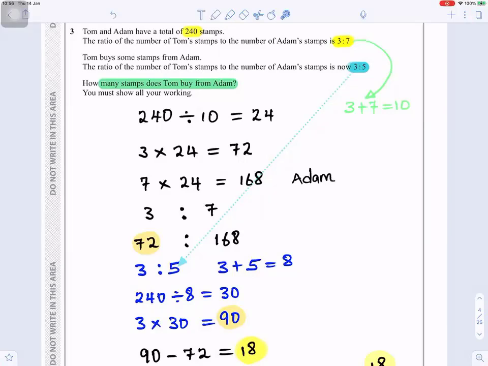Now we want to change the ratio to 3 is to 5. 3 plus 5 is 8. So 240 divided by 8 is 30. So how many does Tom have? 30 times 3 is 90. So Tom has got 90. So what's the difference between the 90 and the 72? 90 minus 72 is 18. That means, how many stamps does Tom buy from Adam? Tom must have bought 18 stamps from Adam.